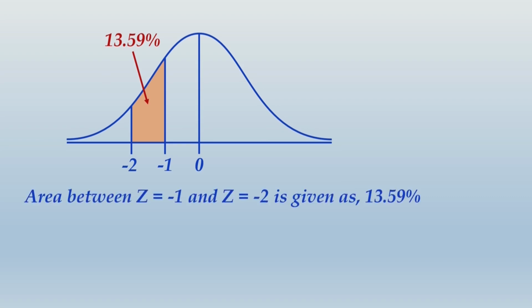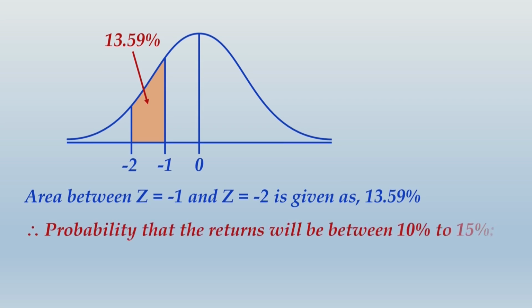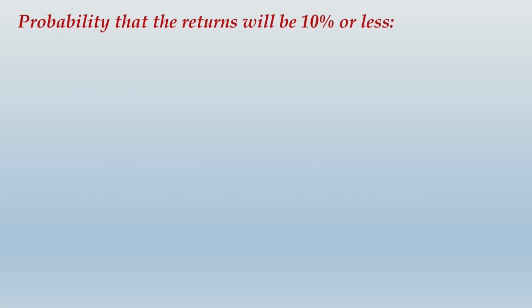So we know that the area will be between Z equal to -1 and Z equal to -2. So we can conclude that the probability that the returns will be between 10% to 15% is 13.59%. Let us move ahead, and now what we do is we answer the later part of the question which demands the probability that the returns will be 10% or less. So the probability of returns up to 10%.